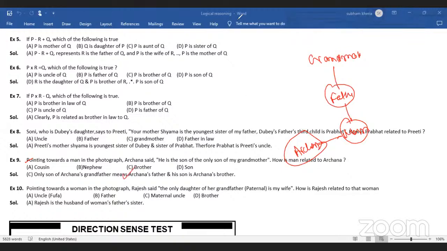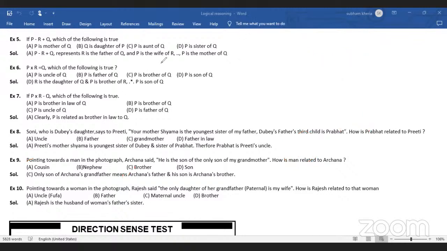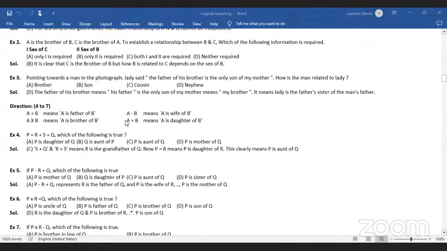Easy? So easy, right? All of you again, please say thanks to Salman sir. He helped us in understanding all these things. This is called direct blood relation. Now we'll come to coded blood relation, where direct is not there.